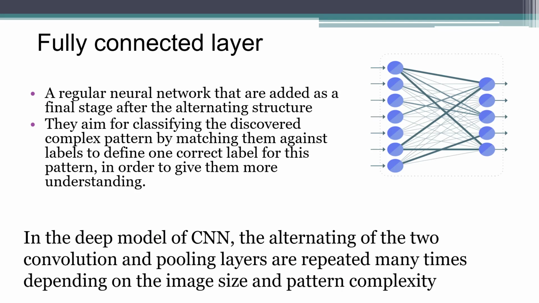The final layer is the fully connected layers, which are regular neural networks that are added as a final stage after the alternating structure that consists of the convolutional layer and the pooling layer. They aim at classifying the discovered complex patterns by matching them against labels to define one correct label for this pattern in order to give them more understanding. In the deep model of CNN, the alternating of the two convolutional and pooling layers is repeated many times depending on the image size and pattern complexity.